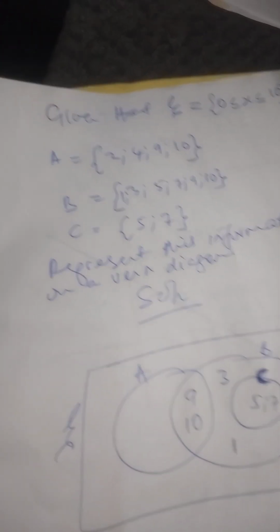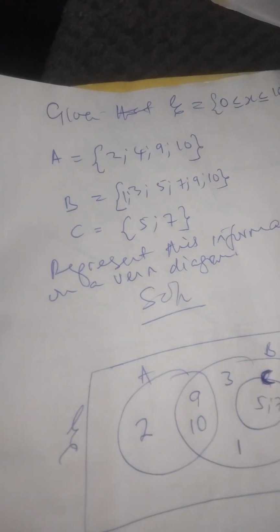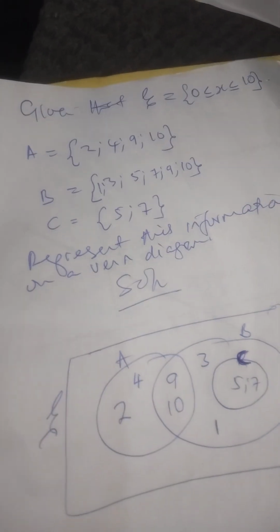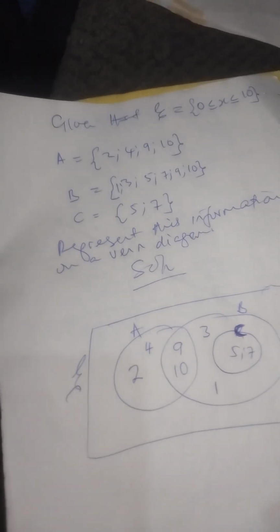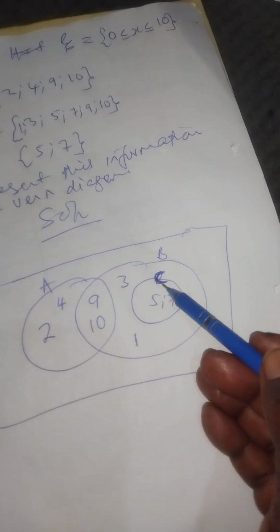Then we come to A. Which elements are not included so far? We have 2, we have 4. Right. Now you see, set C is inside set B.